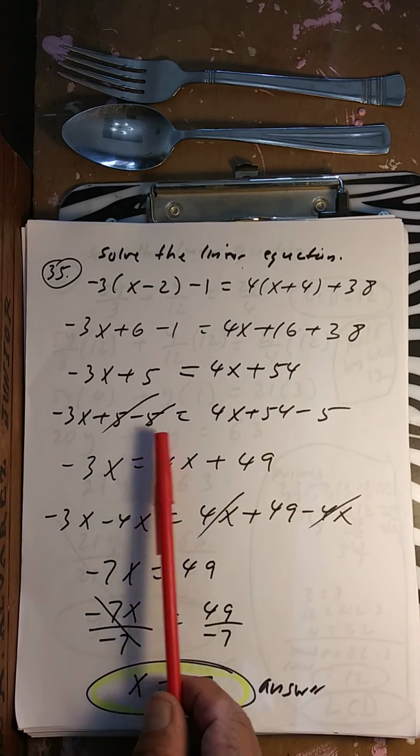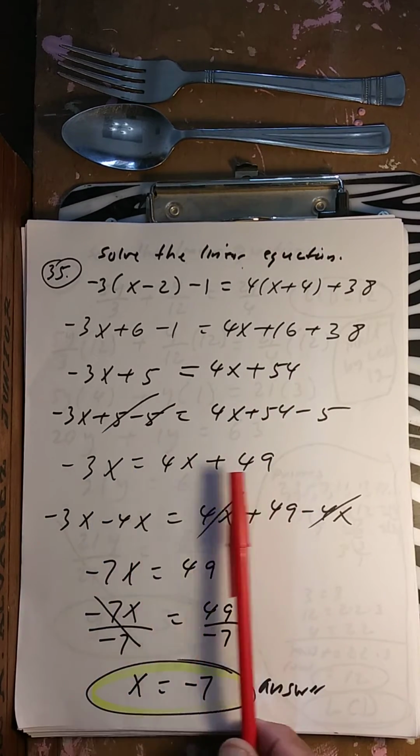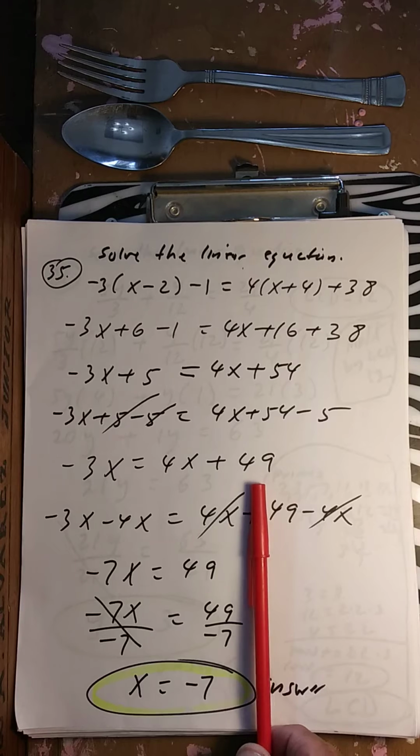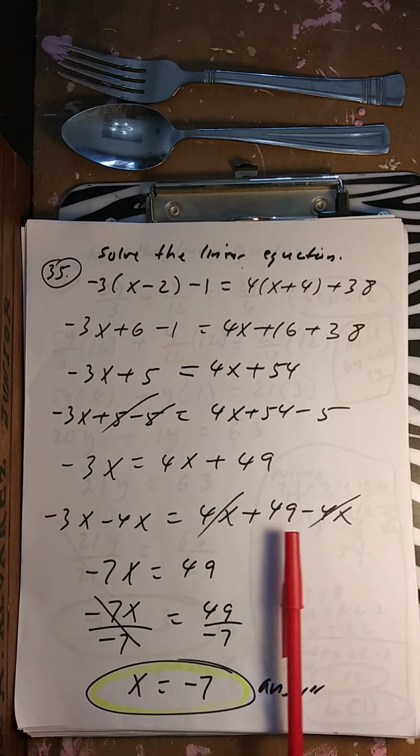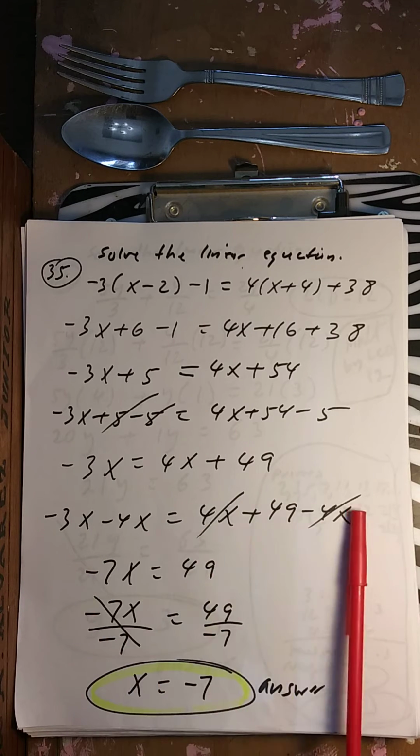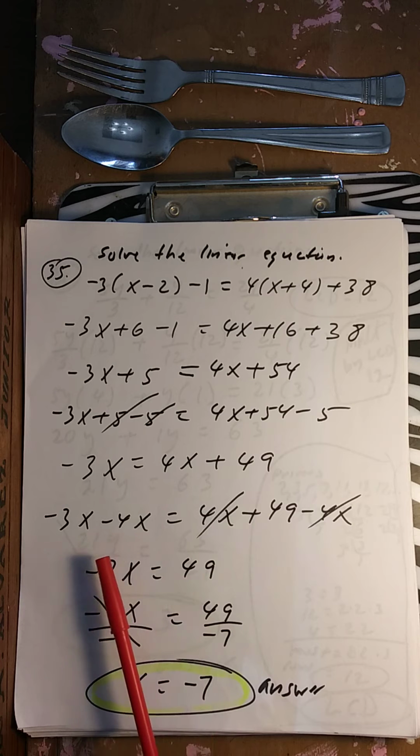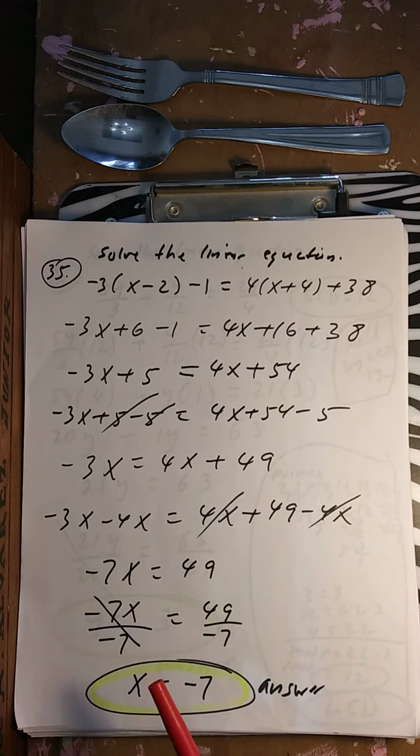Now, minus 5 on both sides. These are gone. So negative 3x equals 4x plus 49. Now we go minus 4x on both sides, and these are gone. So we have negative 7x equals 49. Divide by negative 7, divide by negative 7. So the answer is negative 7.